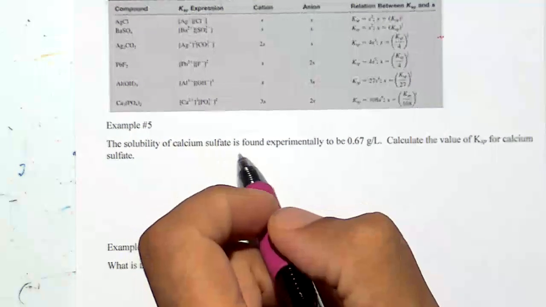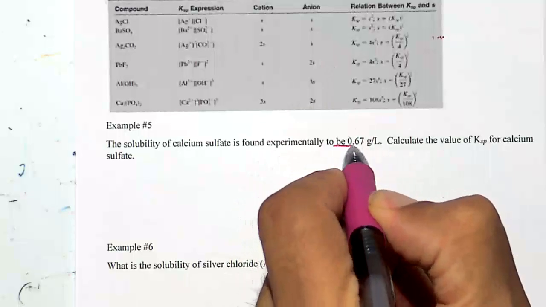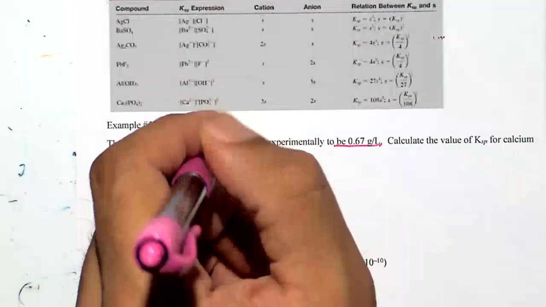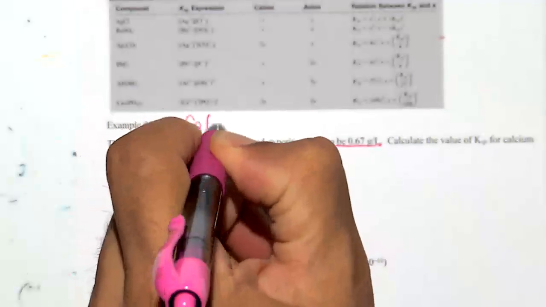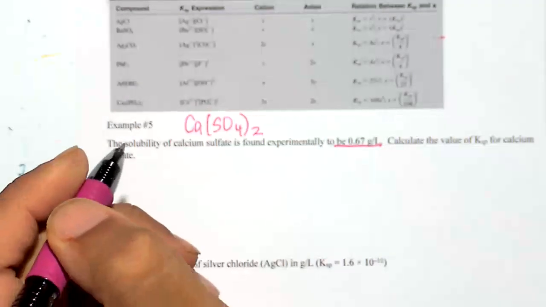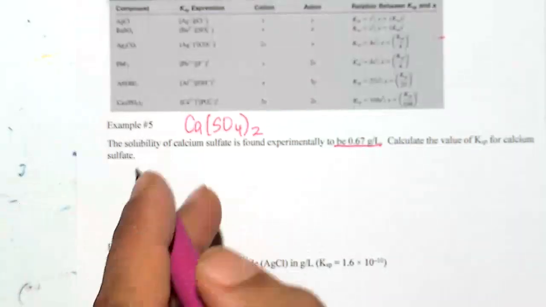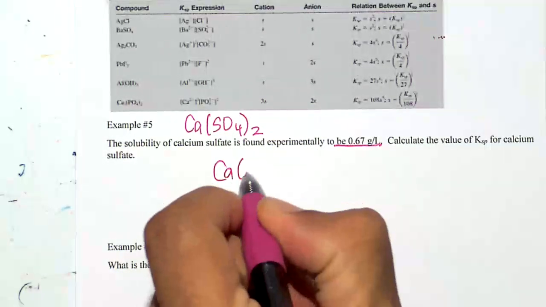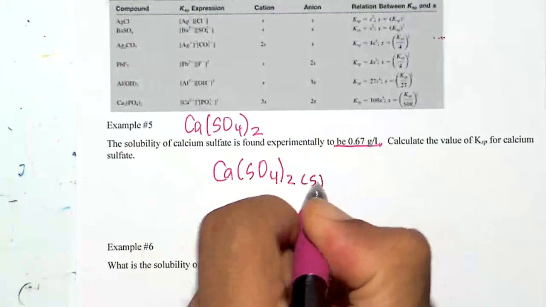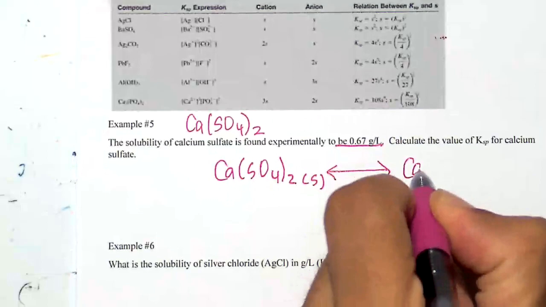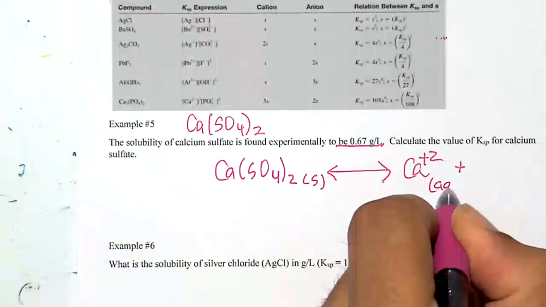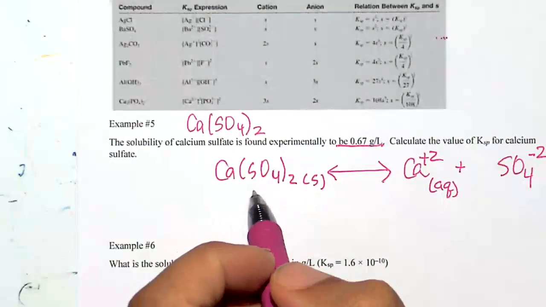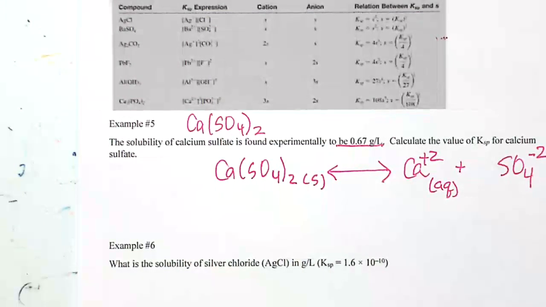All right, so the solubility of calcium sulfate is found experimentally to be 0.67 grams over liter. Calculate the value of KSP for calcium sulfate. Does anybody remember the formula for calcium sulfate? Okay, so that's the formula for calcium sulfate, and it tells you its solubility is 0.67 grams over liter. So we'll have calcium sulfate here as a solid in an equilibrium with calcium ion plus sulfate ion. And are we balanced here? Yes, we're balanced.